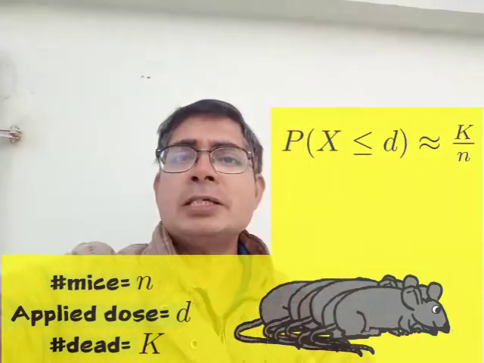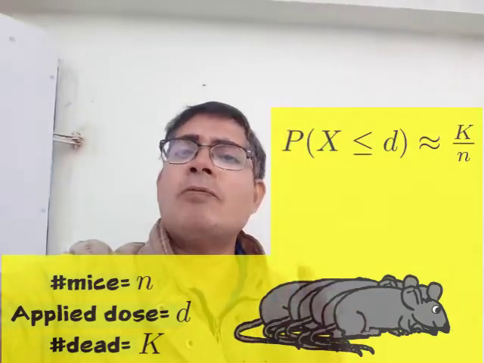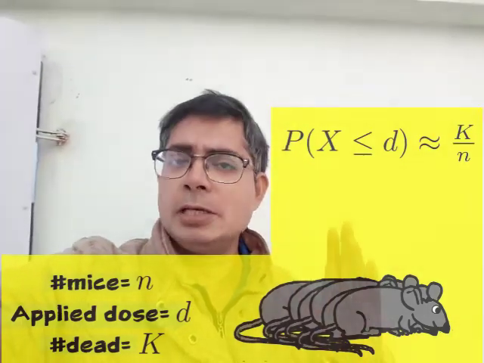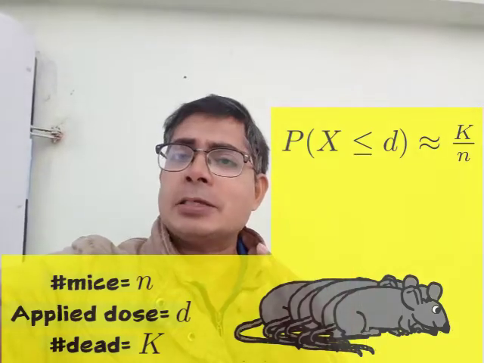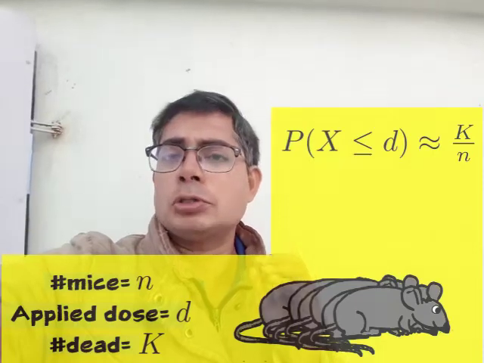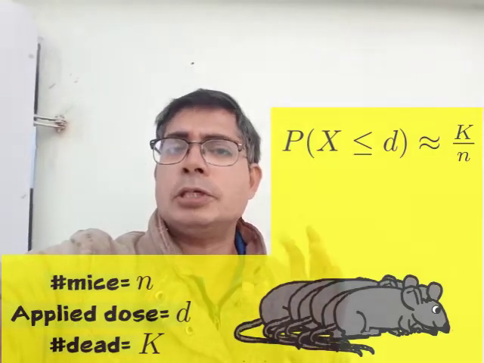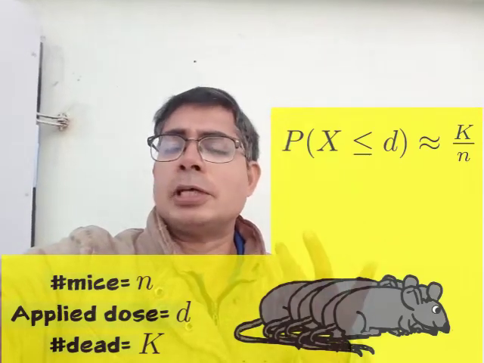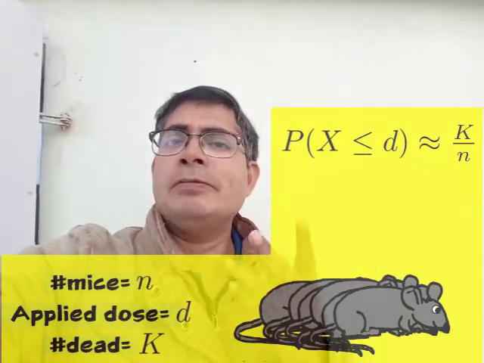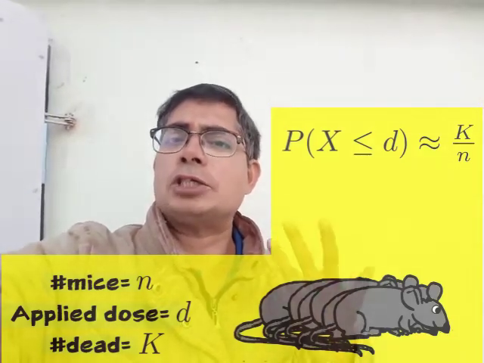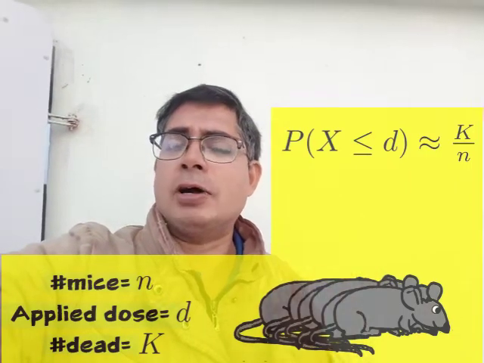Then we proceed with the math in the following way. What we can say is that the probability of X less than or equal to D should be approximately K by N, where X is the random variable denoting the lethal dose of the poison. So it is the proportion of time. You have seen this thing. It is just like tossing a coin, for example. That event has occurred K times out of N trials, so the estimated probability will be K over N.